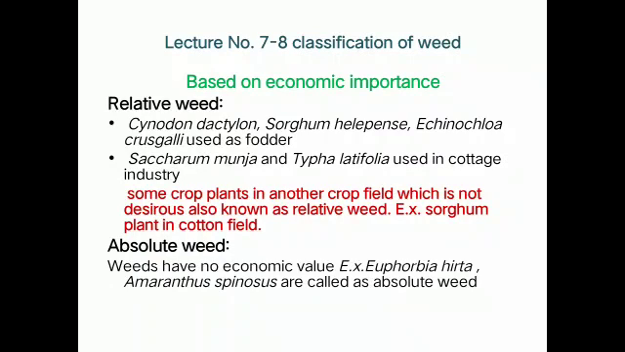And some crop plant in another crop field, which is not desired, is also known as a relative weed. An example is a sorghum plant in a cotton field. Some weeds are used in the preparation of drugs and medicine, having economic importance.